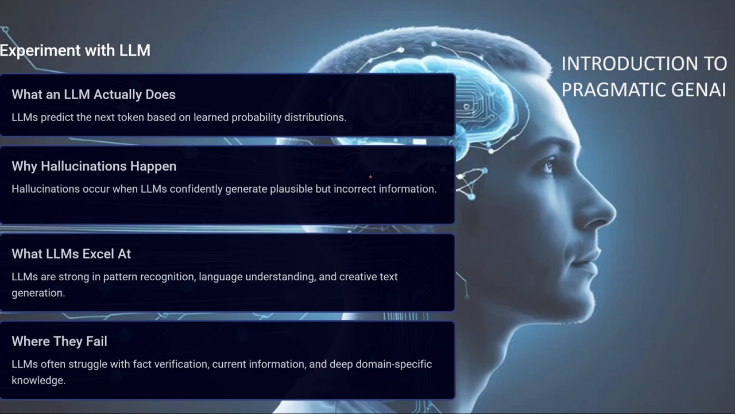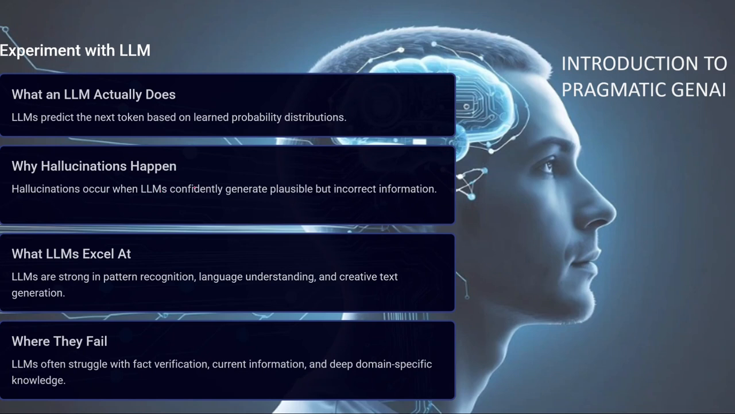We will explore LLMs, what an LLM actually does, and how it hallucinates. Please watch Introduction to Pragmatic Gen AI, where I have gone to GitHub with the Model Explorer Playground. I have explained how it hallucinates, how it confidently gives wrong answers, what they are capable of, and what the training cutoff date is.